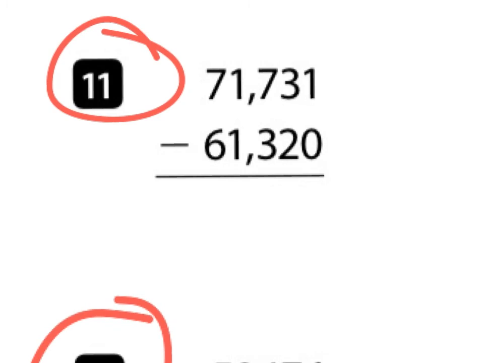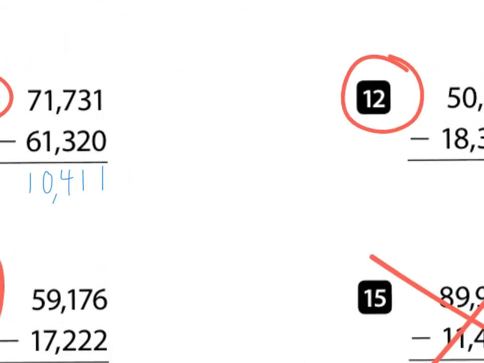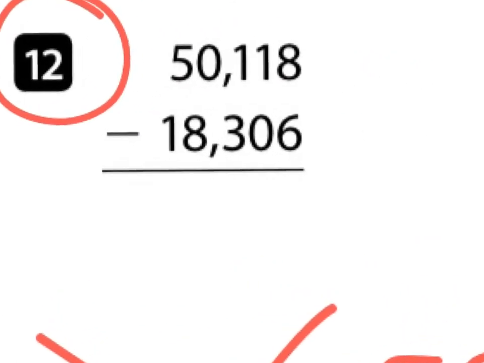Started on our units place. 1 minus 0 is 1. Tens place will give me a 1. My hundreds place will give me a 4. My thousands place will give me a 0. And my 10,000s place will give me a difference of 1. My difference is 10,411. All right, number 12.